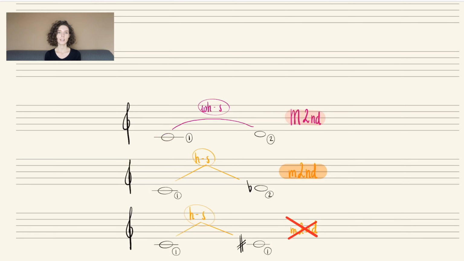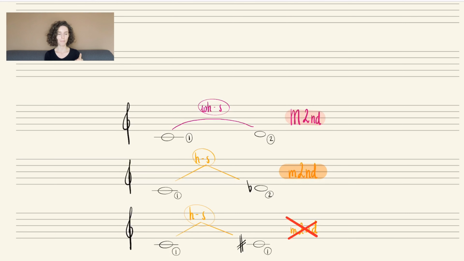If you have C and D, that is a major second. Think of it as a major second being as big as a whole step. C to D is a whole step, and it is also a major second. Now, if I lower the D and put a flat in front of the D, then I no longer have a whole step, I have a half step, and that is my minor second. So a major second is as big as a whole step, and a minor second is as big as a half step.